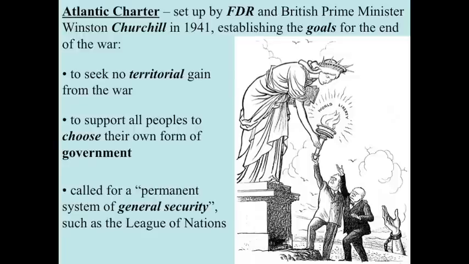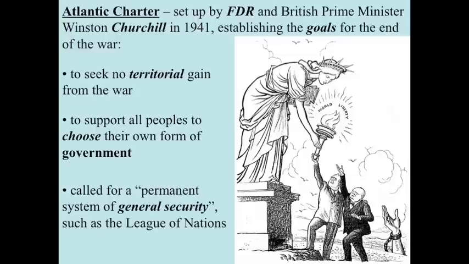In August of 1941, unknown to the rest of the world, FDR and the British Prime Minister Winston Churchill met off the coast of Newfoundland. Both men believed that the U.S. would soon be allied with Britain in war, and they were meeting to agree on the war's goals.